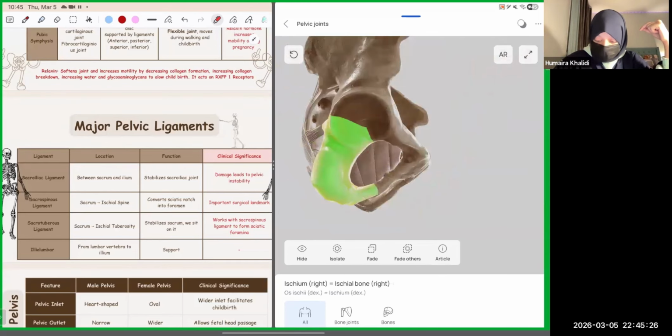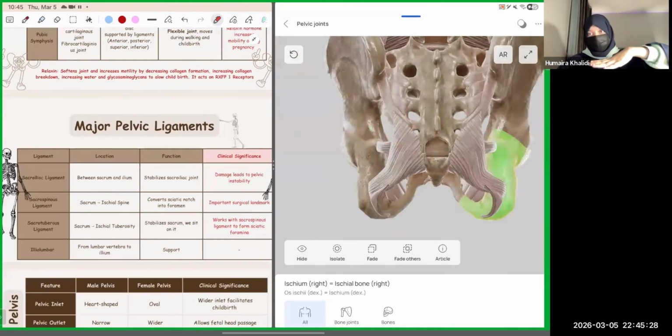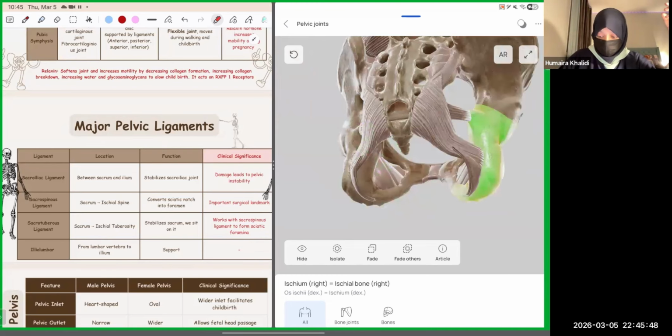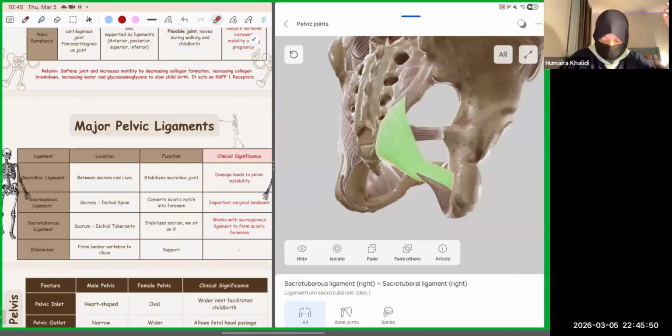This is the ischial tuberosity, the bottom part. Spine is when it's very pointy, and tuberosity is not too pointy, it's a little bit flatter. It's still prominent, but just less pointy. So this is the ischial tuberosity, the bottom part, and it's connecting the sacrum to the ischial tuberosity. That's why it's called the sacrotuberous ligament.